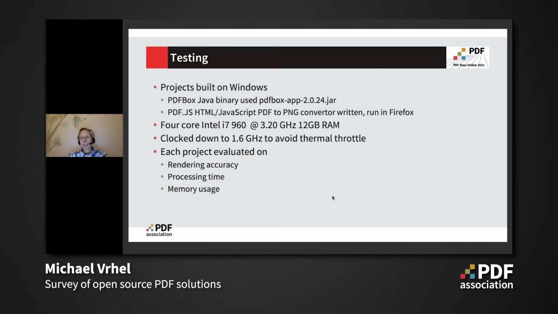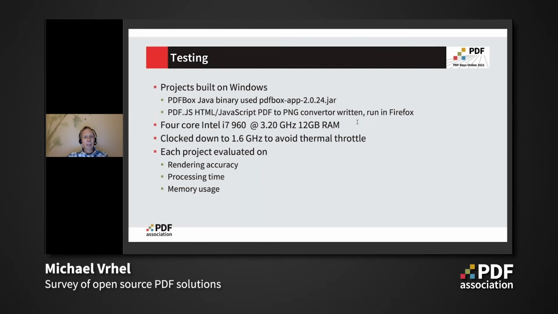So that was the rundown of all those different projects that I'll be testing. What I did was I went ahead and got all the code bases. I built them on Windows. The exception being that for PDFBox, I went ahead and grabbed the Java binary, and for pdf.js, I actually ended up writing a little bit of code in HTML and JavaScript to do a conversion of PDF. If I have a PDF file, I can select it and then basically convert all the pages to PNG, and that runs on Firefox.